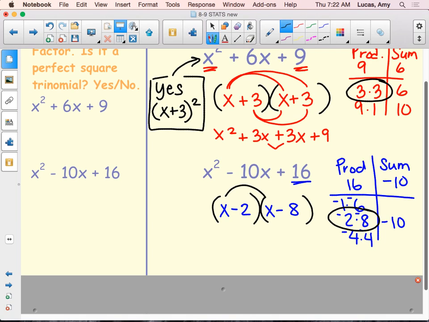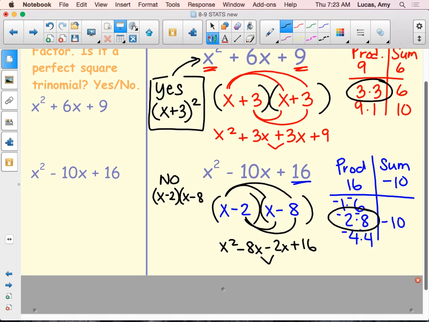Now I can FOIL this. X squared minus 8x minus 2x plus 16. Adding together negative 8x and negative 2x, they're both negatives, so it would stay a negative. Negative 10x is correct. So on this one I can say, no, this is not a perfect square because I got x minus 2 and x minus 8. They're not the same. So you can factor it, but it's not a perfect square trinomial.